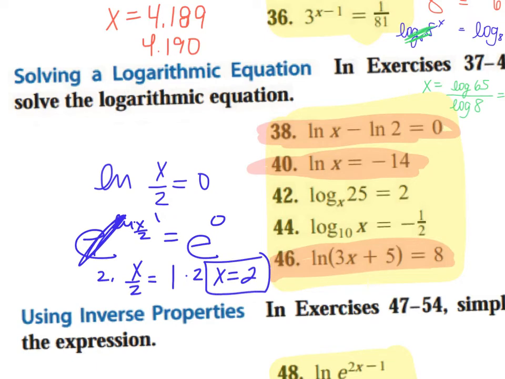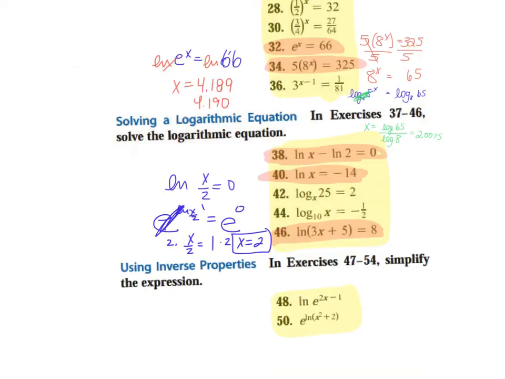All of these, guys, every single one of these, when you get your answer, you can plug it back in. If it's a decimal, when you plug it back in, your answer would be really close, but it won't be exact because obviously we're rounding.